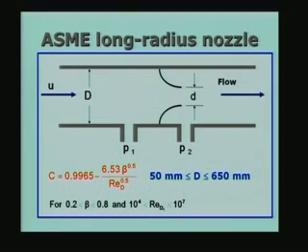So if you go back to the sketch, you will see that the long radius nozzle can have values of beta between 0.2 and 0.8 and the Reynolds number between 10 to the power 4 and 10 to the power 7. Normally, less than 10 to the power 4 we do not use any of these devices. In most applications the Reynolds number is certainly more than 10 to the power 4.